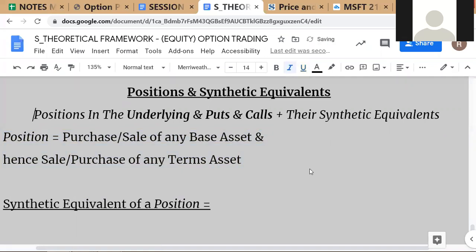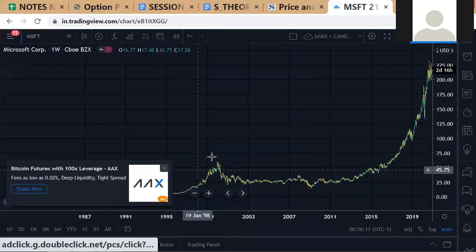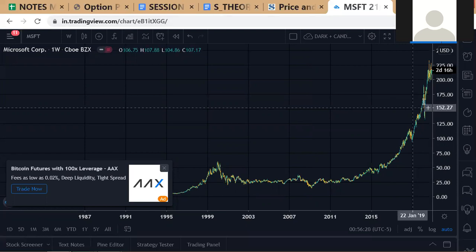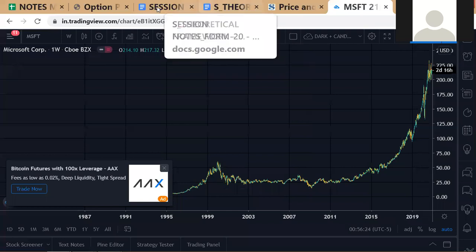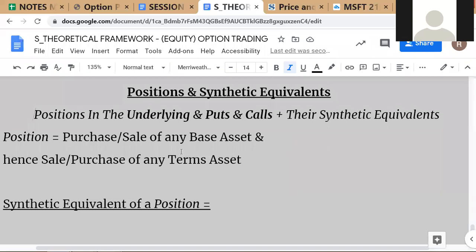Right. So if we say you're long Microsoft, that means you're long common shares of Microsoft, and you're short US dollars, because here the terms asset is US dollars. So your position is long common stock of Microsoft, whatever number of units, and your terms asset is short US dollars, whatever the purchase consideration is, which you pay. In this case, it's purchase. We're talking about long Microsoft stock. Okay, so that's your definition of a position.